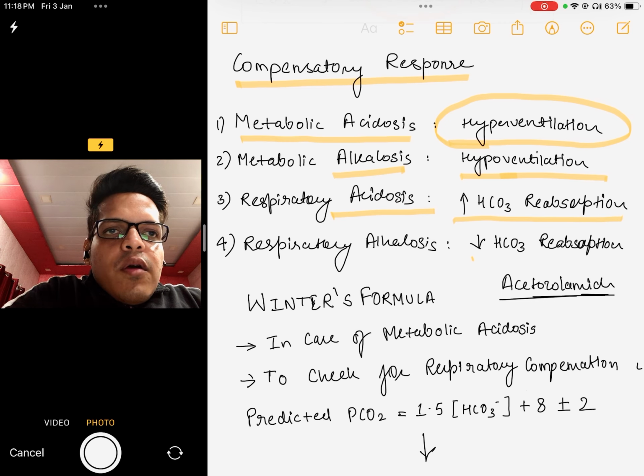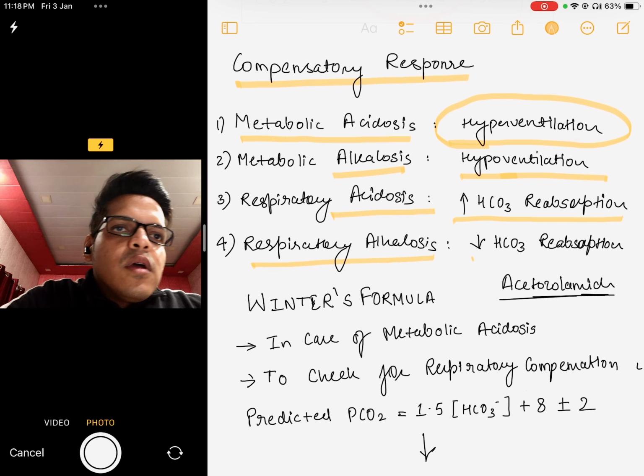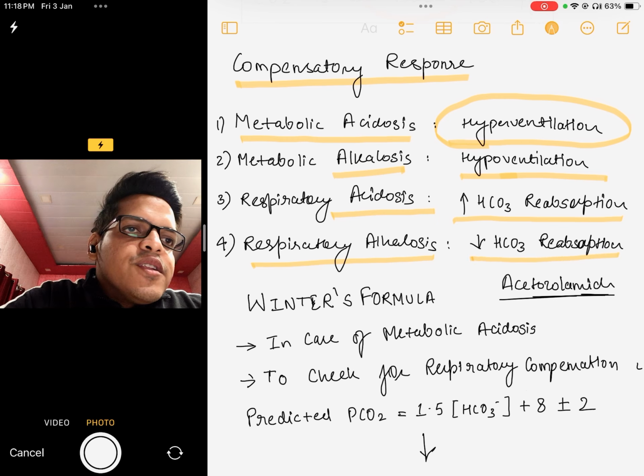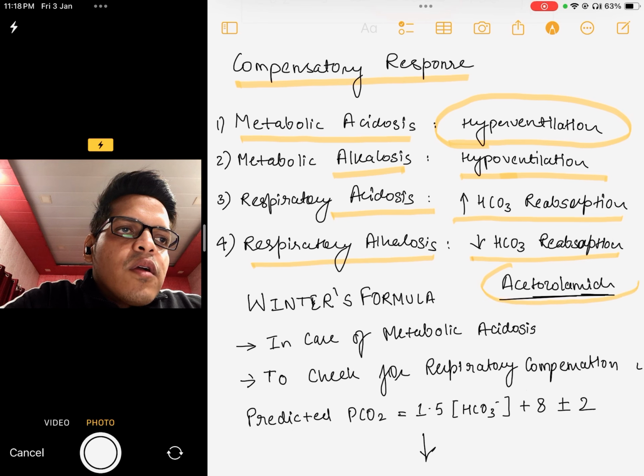Now respiratory alkalosis, which is seen in acute mountain sickness. Here due to hyperventilation, there is a CO2 washout. And to correct that, the body decreases the absorption of HCO3. To accentuate this process, we can also give a drug called acetazolamide.